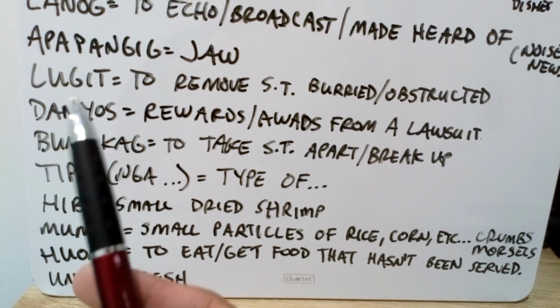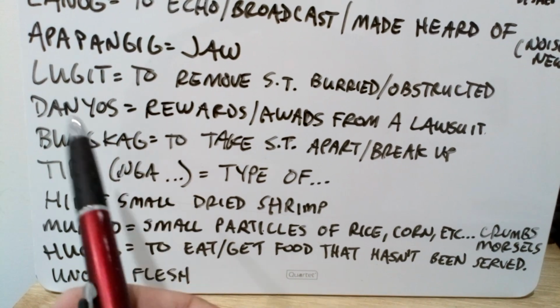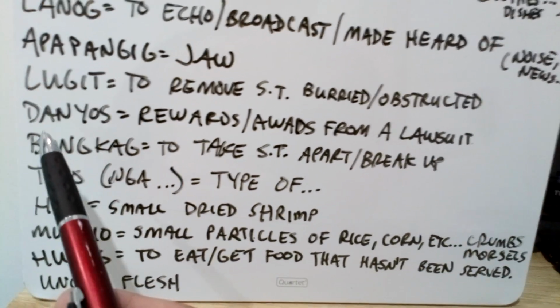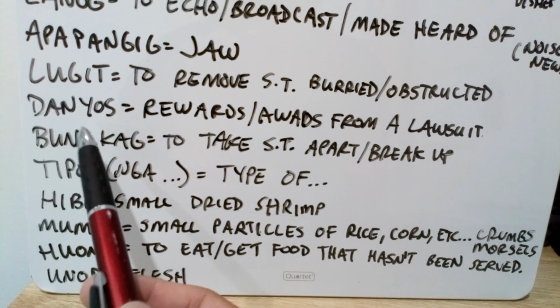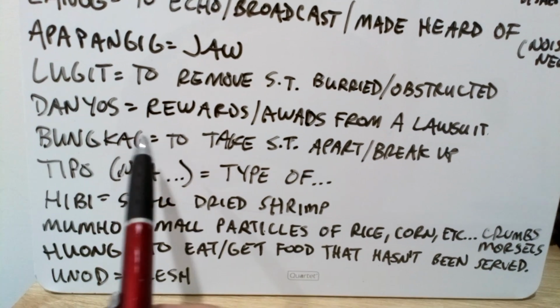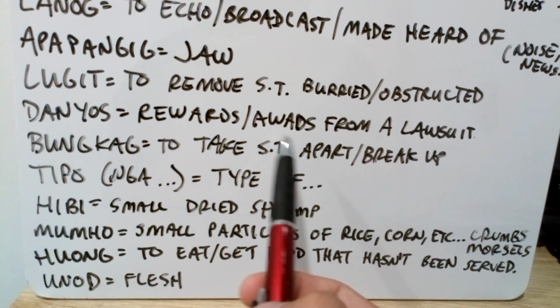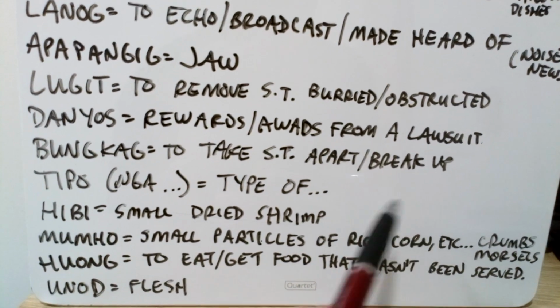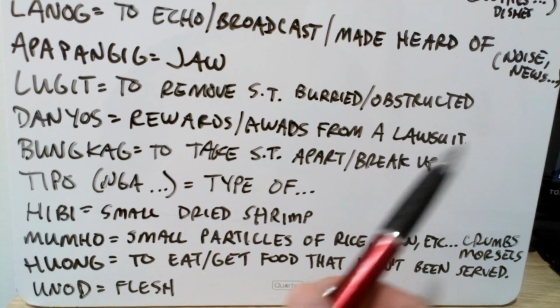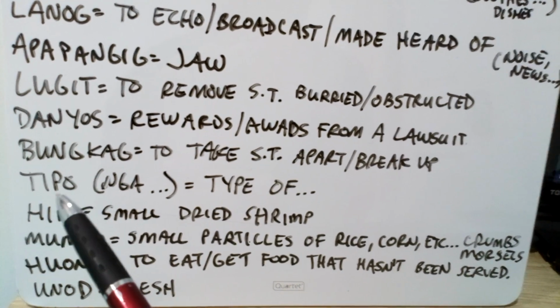Daños is a Spanish word, right? It's a borrowed Spanish word, daños. It's actually spelled with an eñe in Spanish, daños, right? And it means the rewards or the awards that you were given from a lawsuit or a court case, right? So it's just whatever was awarded to you from a lawsuit.